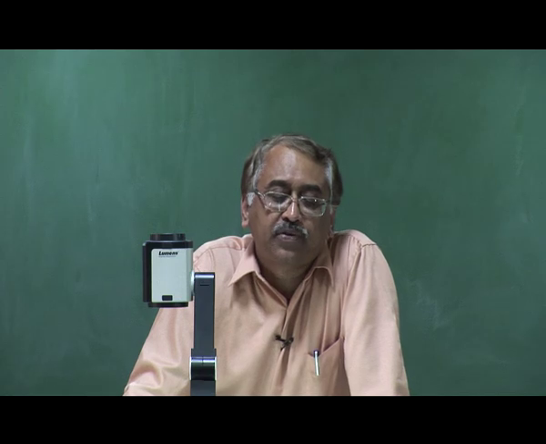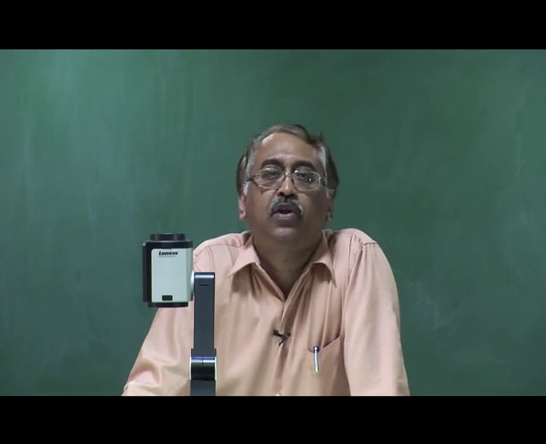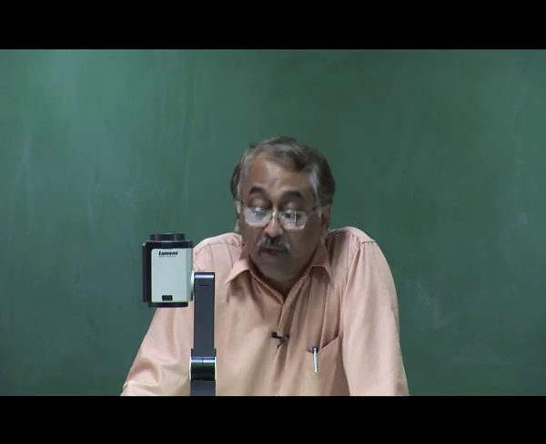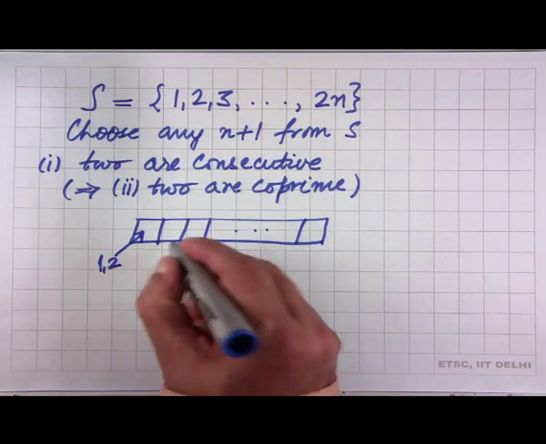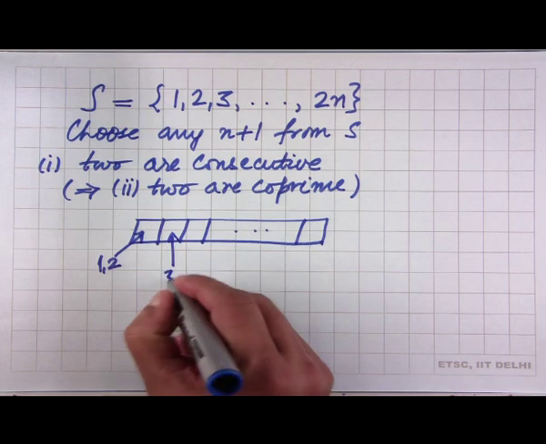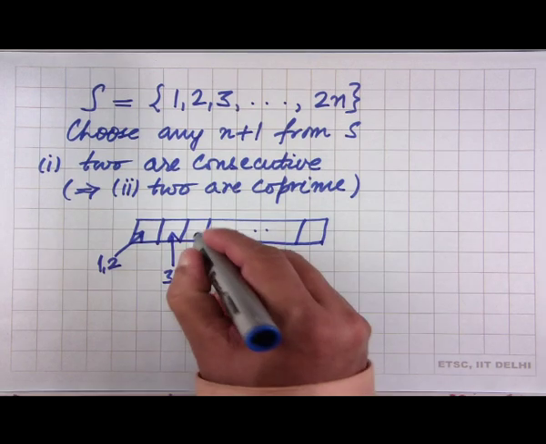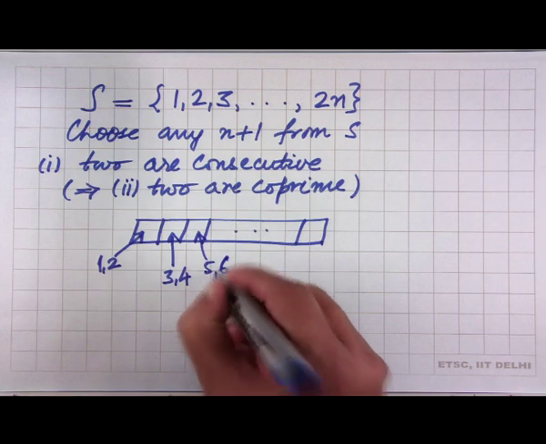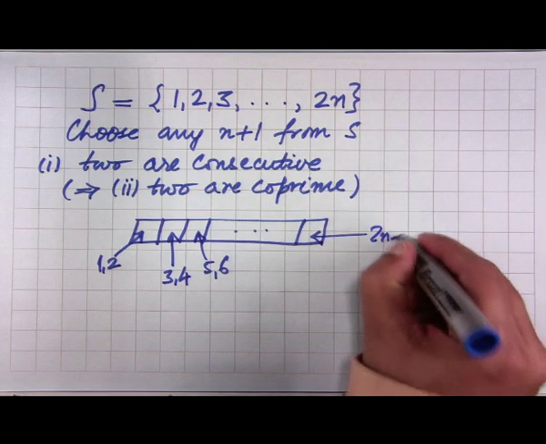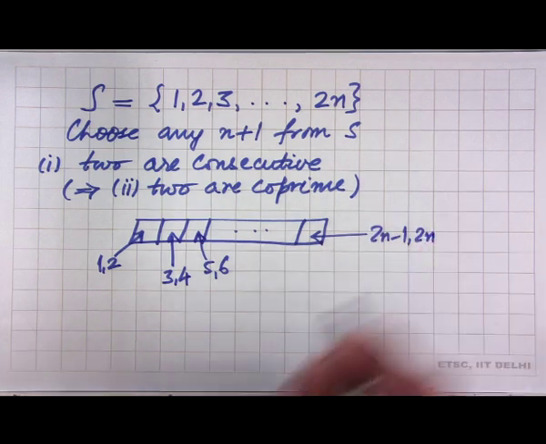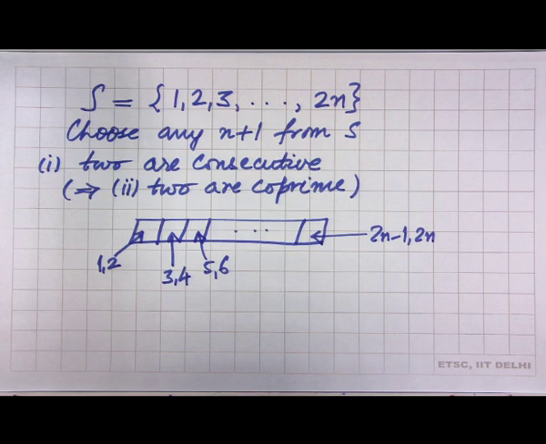I have to place consecutive integers in each letterbox. There's one simple way of doing it, and that is in the first letterbox you place 1 and 2. In the second, you place 3 and 4. In the third, you place 5 and 6, and so on and so forth. And in the last one, you place 2n minus 1 and 2n. This is pretty much the only way of placing consecutive integers into n letterboxes.